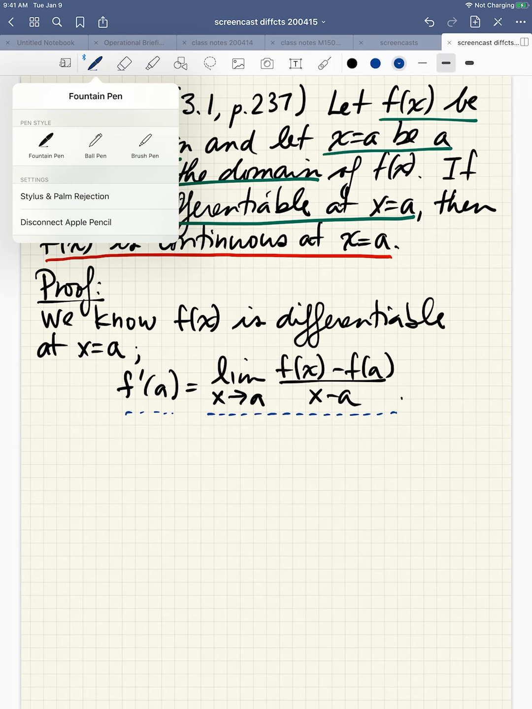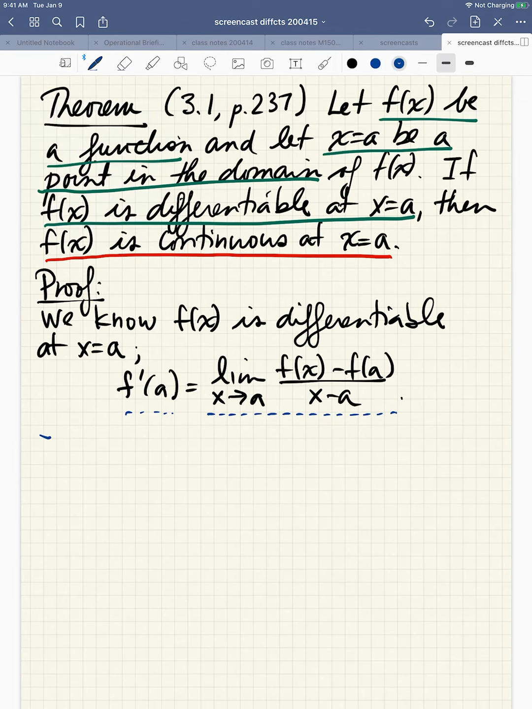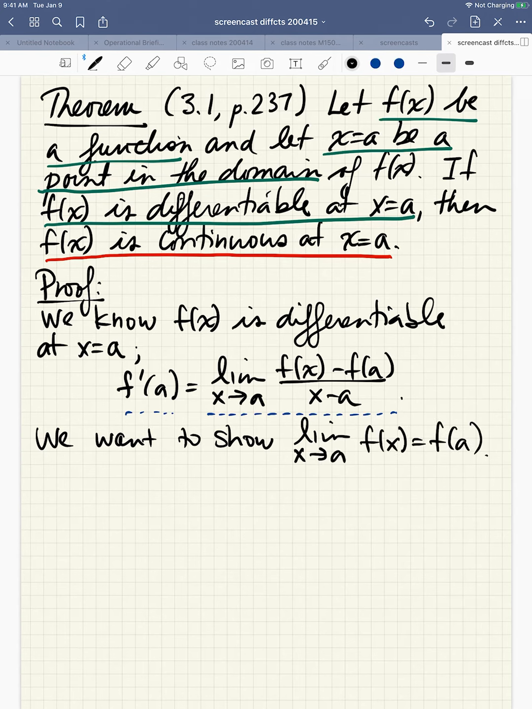So now what I like to do when I write a proof is to write down what we want to show. We want to show that the limit as x goes to a of f of x equals f of a. That's what it means for a function to be continuous at x equals a. That's the conclusion that it's underlined in red above. Okay.